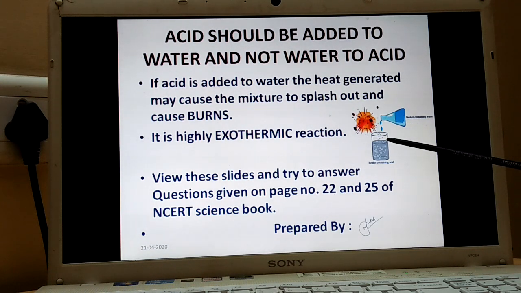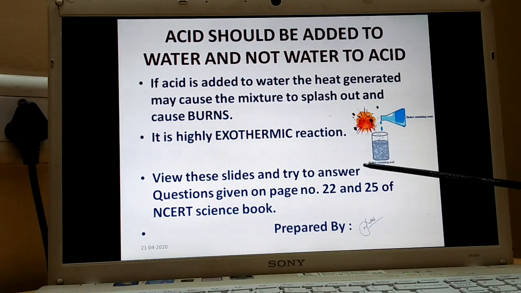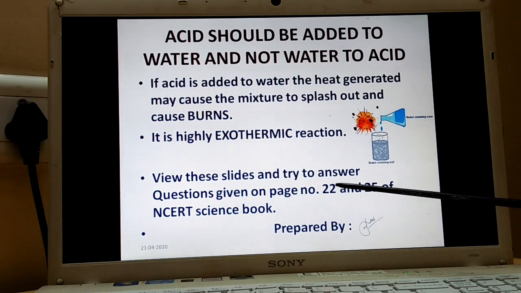So students, most of the reactions we have covered in this PPT. You can view these slides better and try to solve the questions and answers which are given on pages 22 and 25 of your NCERT book, and try to write down these equations by practicing them one or two times in your notebook.